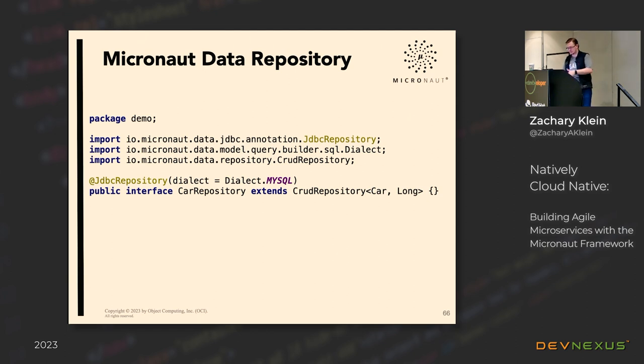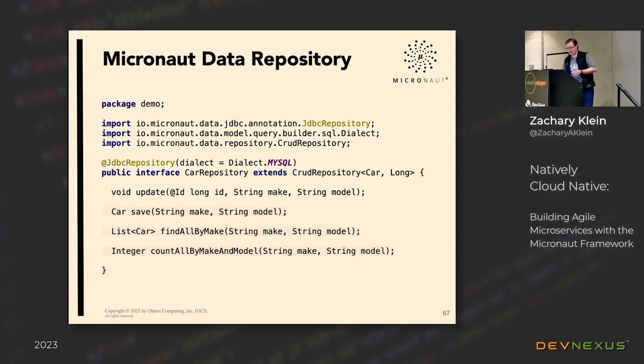Now, of course, we may not be happy with simply the default CRUD methods that are provided, and so we can define our own. And there are a few different examples here. I just want to call out the last couple there. So we have list car. So we have some entity called car, and our method is find all by make. Actually, there's a typo there. It should be find all by make and model. Turns out Keynote is not a great IDE. I should have double-checked that. Should have been make and model.